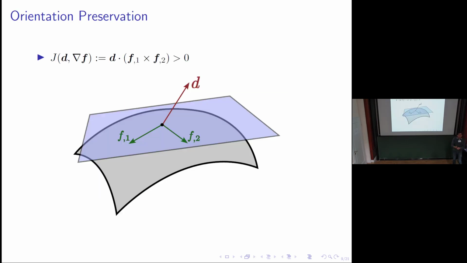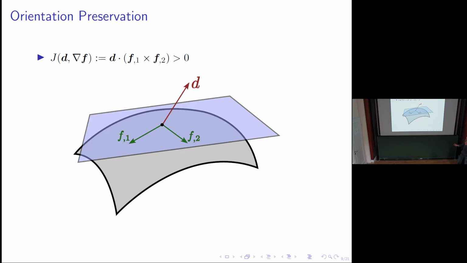Finally, I did say that the director field D has a lot of freedom in what we can do, but we have one constraint, which is the orientation preservation condition. Essentially, this quantity J, which is a function of D and the gradients of F, defined as D dot the partial 1 of F cross the partial 2 of F, should always be larger than 0.